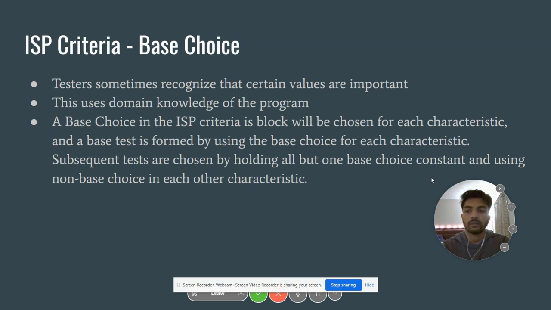Moving on to ISP criteria base choice: testers sometimes can recognize that certain values are important in this choice, and it's also the domain knowledge of the program. Base choice coverage means one block will be chosen from each characteristic, and the base test is formed by using the base choices from each characteristic. Subsequent tests are chosen by holding all but one choice constant and using a non-base choice in each characteristic.